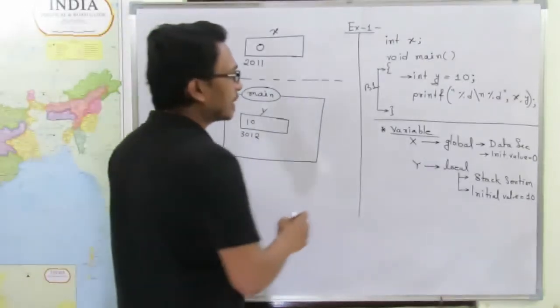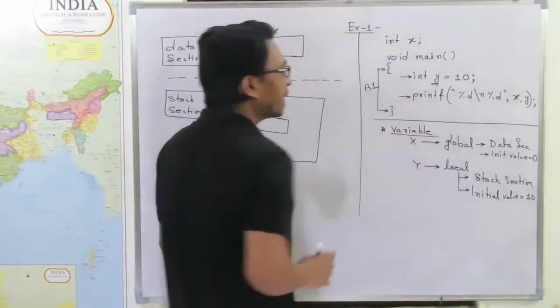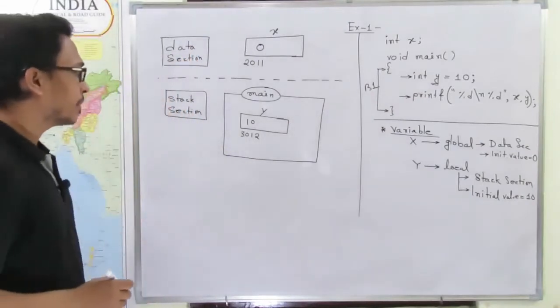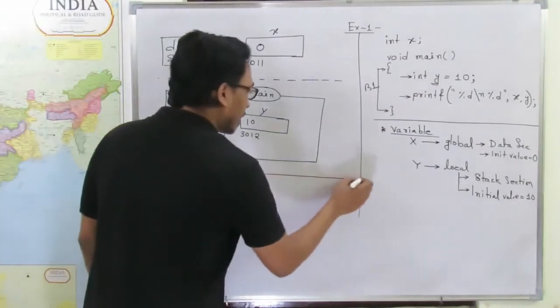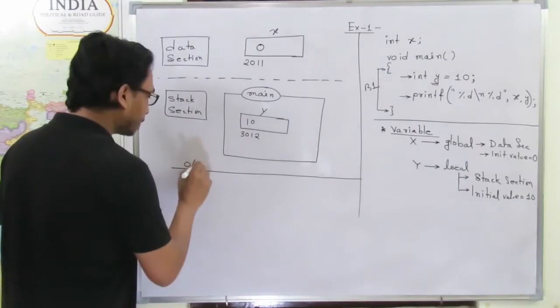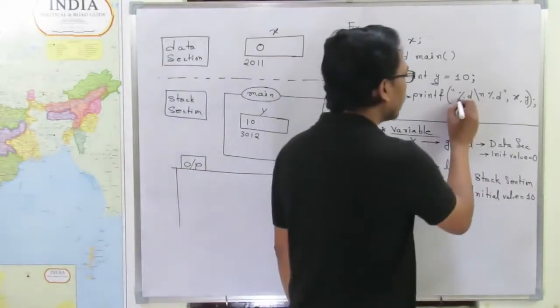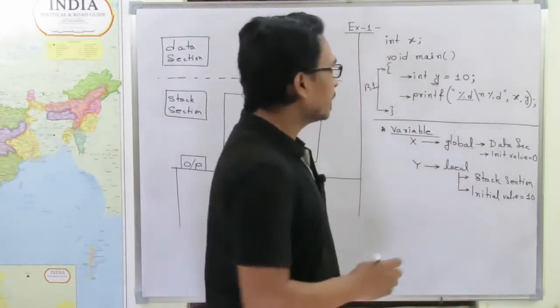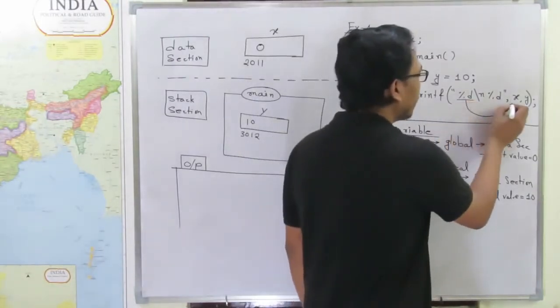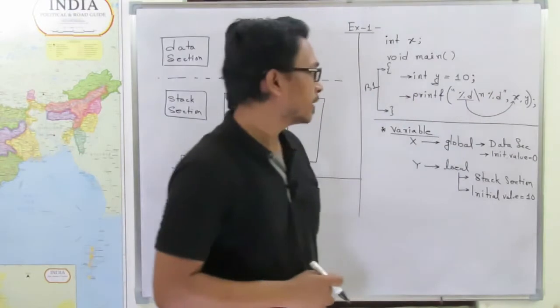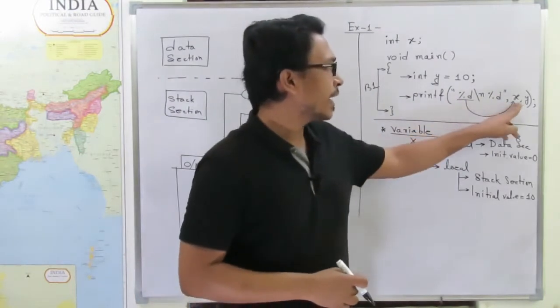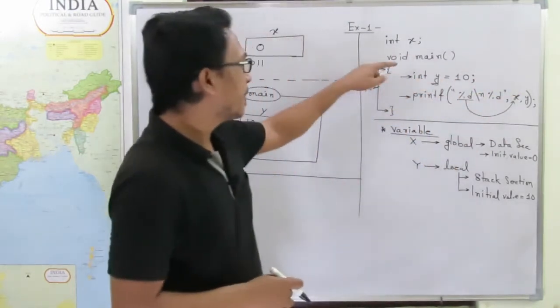Now coming to the next instruction. The next instruction is printf. That means it will display something. So let's say this is our output screen. What will we get? First thing is %d. So what is the variable for this %d? The variable is x. Now look, we are inside the main block.